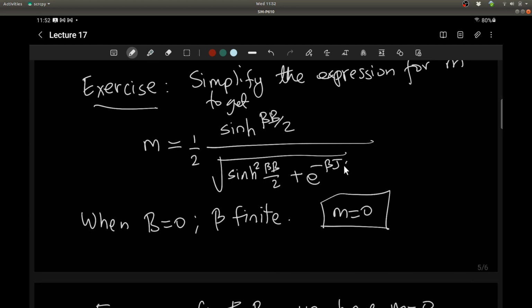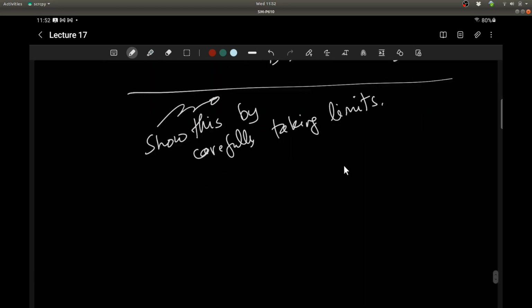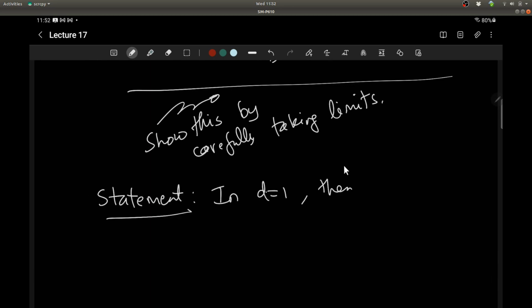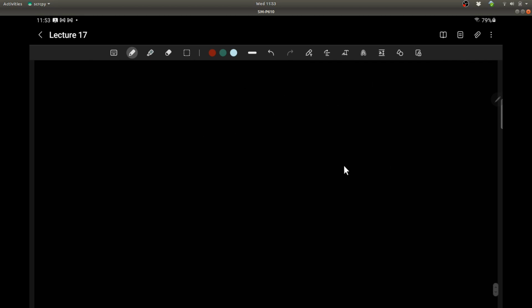Okay, so I'll stop here. So you can see that the statement is that in d equal to 1, there is really no phase transition, if you wish, at finite temperature. This is a proof. Okay, so in another 2 minutes I will tell you what happens.